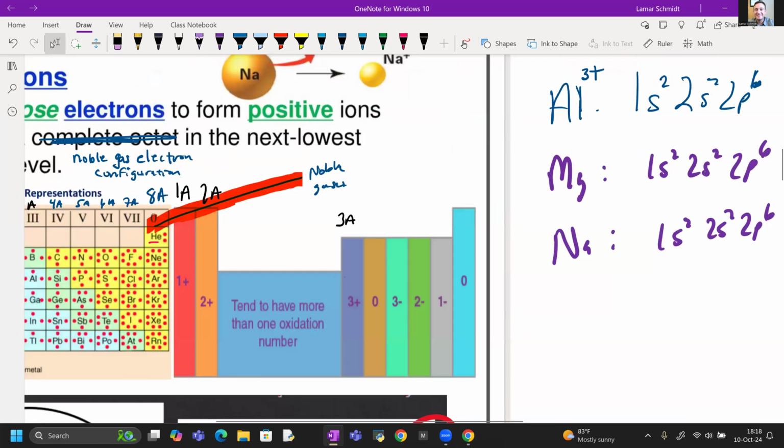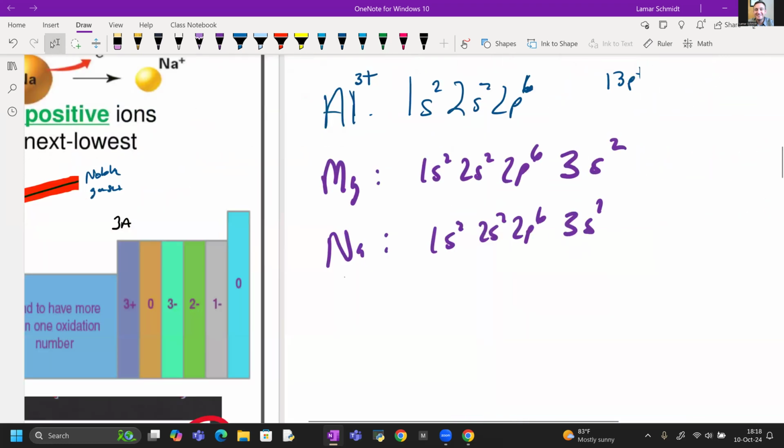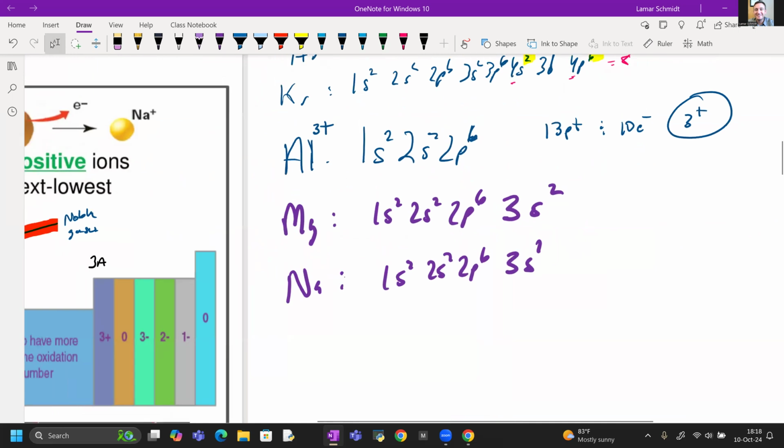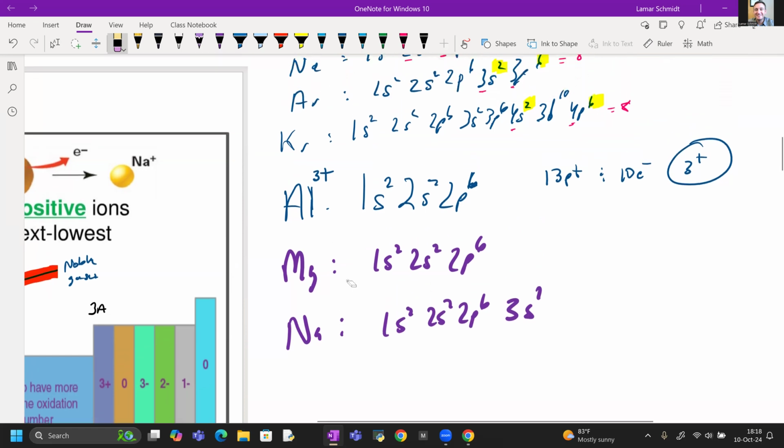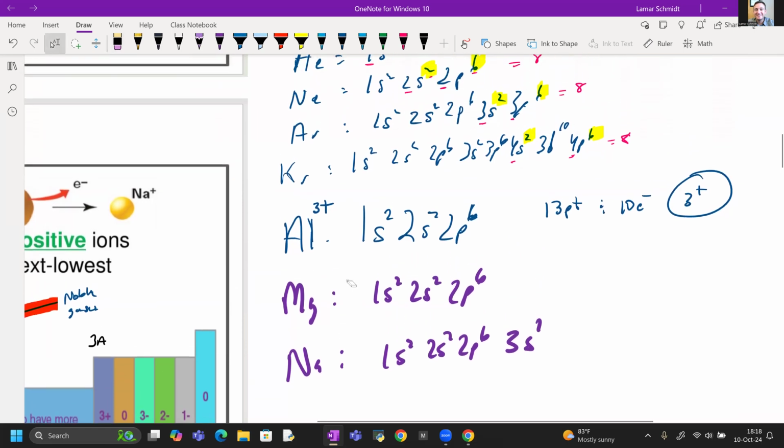So if we go to magnesium, we see that its next lowest energy level is energy level 2. If we remove these 2 electrons in the highest energy level, we're left with a noble gas electron configuration. And it's, again, the same configuration as neon. But this time, magnesium lost 2 electrons.